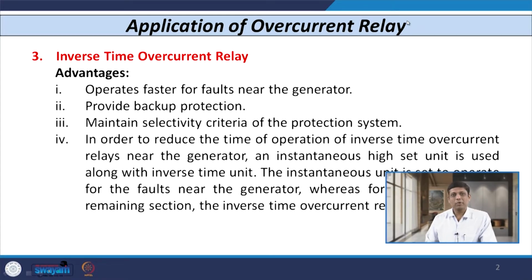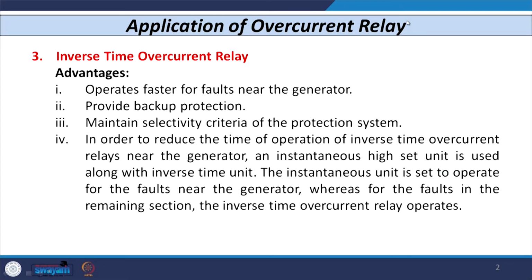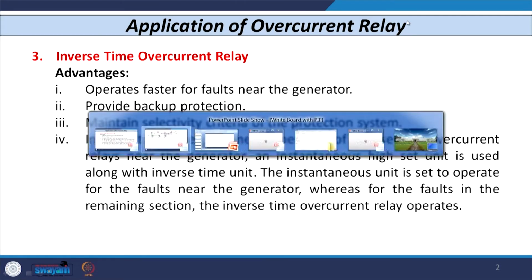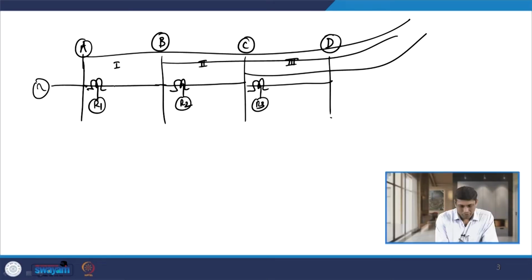The very first advantage is that this relay operates faster for faults near the generator. As I told you, if any fault occurs in section 1, let us say here at F1, and R1 is a definite minimum time delay relay, then this fault clears with a time delay, because the very meaning of definite minimum time delay is that it operates after some preset value of time.